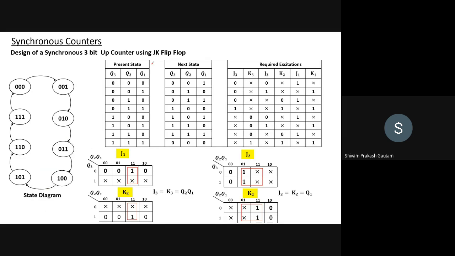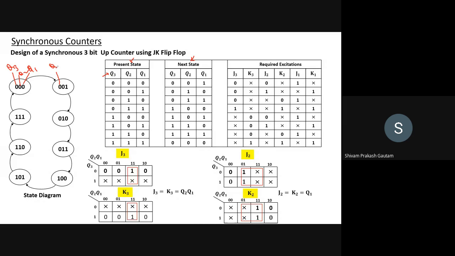Since there are 3 flip-flops, you can assume Q3 is representing the MSB, Q1 is representing the LSB, right? So this is the present state and this is the next state. Present state means you can assume this to be Q3, this to be Q1, and the middle one to be Q2.